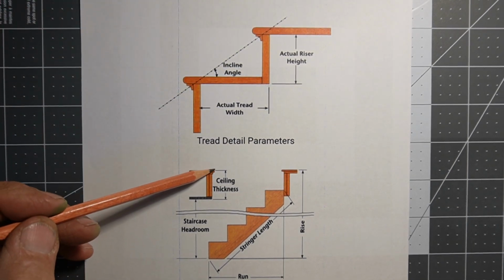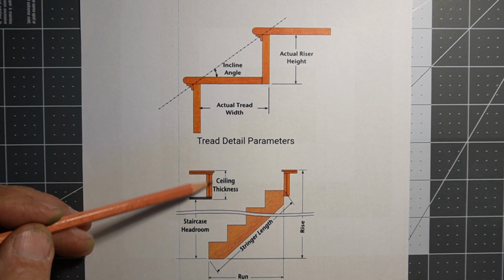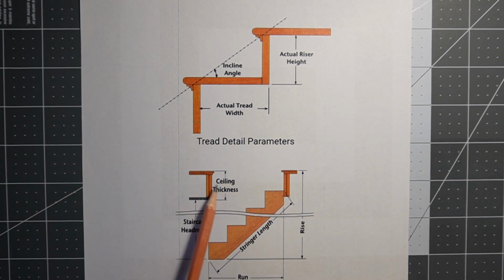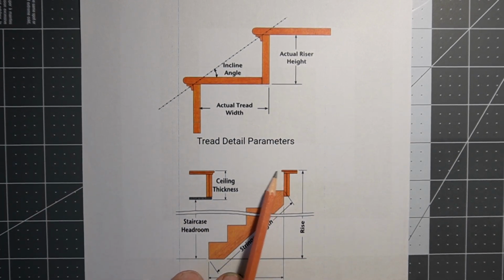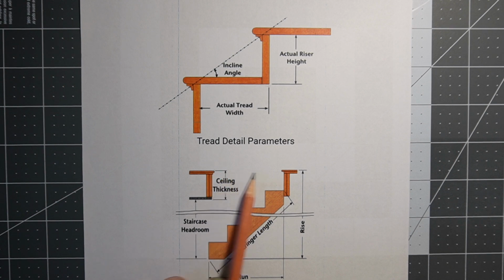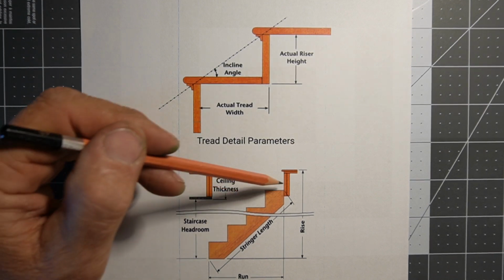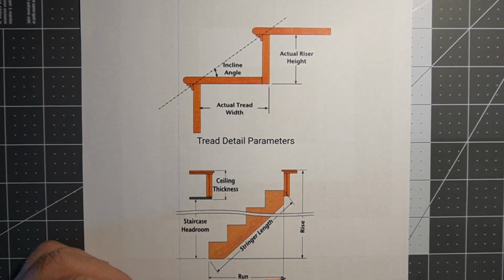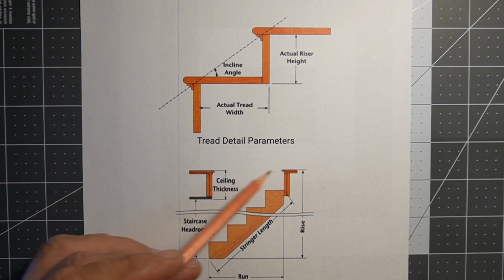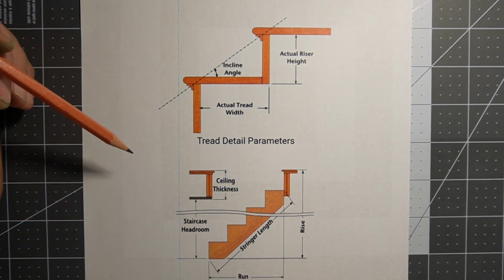And this is the ceiling thickness that we were talking about earlier. That's on there. And this, obviously, this is cut down, but this is your ceiling opening, your finished opening, it's called. And then, of course, your stringer length. So your rise, your run, and your finished opening. Those are the three most important things.